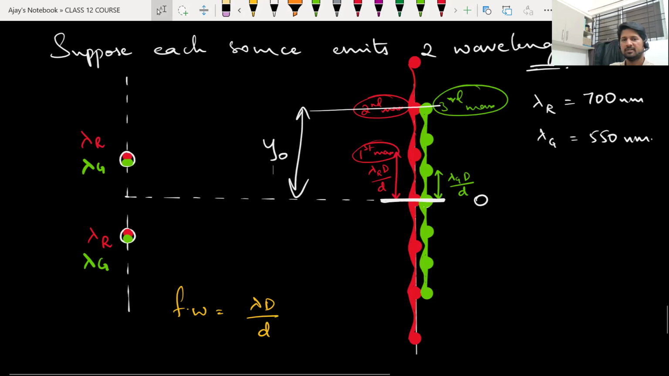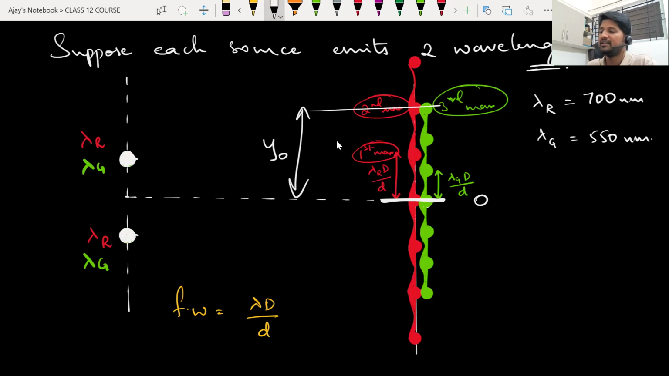It's also possible that the sources emit white light. Rishi, what is white light? Normal light. In terms of wavelength, is there any particular wavelength for white light? Like red wavelength is 700, green wavelength is 550, violet is 400. Is there any wavelength for white light? Sir, between 400 and 700.